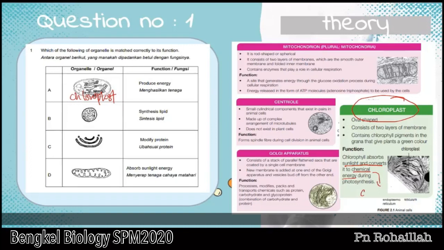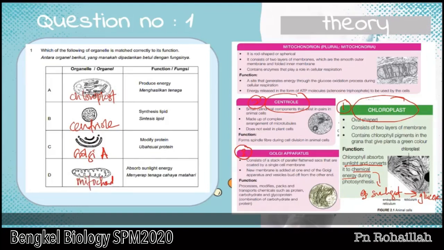So chemical energy here is the glucose. Sunlight and convert it to chemical energy. Okay, sorry. So sunlight, okay, it will convert to chemical energy. Here is the glucose lah. Boleh? Okay, and then next, number 2, B. For B is centriole. Okay, this is the structure for centriole. This one, number 2. Okay, this one is number 1. Okay, and then C. C is Golgi apparatus. Okay, this one, number 3. And then number 4 is mitochondria.